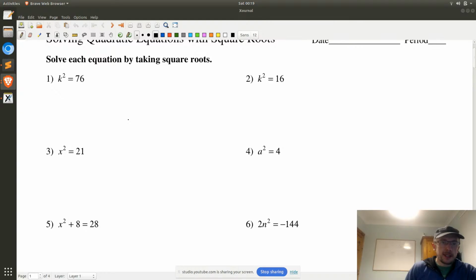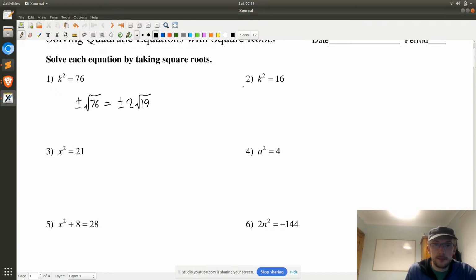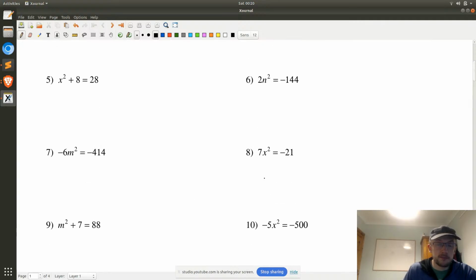Solve each equation by taking square roots. Now, to begin, here k is plus or minus root 76, and that's 4 times 19, didn't you know? So plus or minus 2 root 19. Here's plus or minus 4, and here's plus or minus root 21. As for here, plus or minus 2, but we check. Must check. And it's valid, but they didn't want an exact solution. They didn't say that, but that's fine.